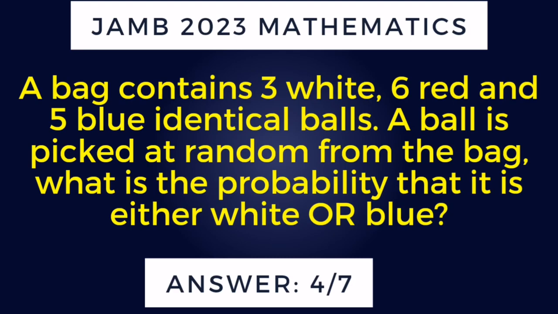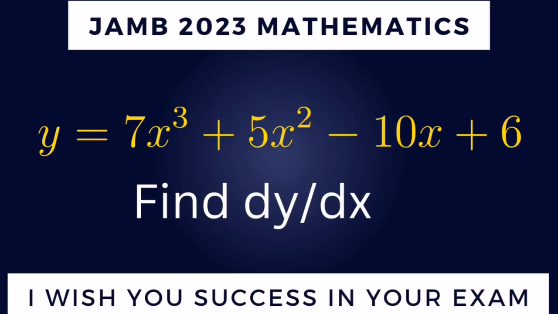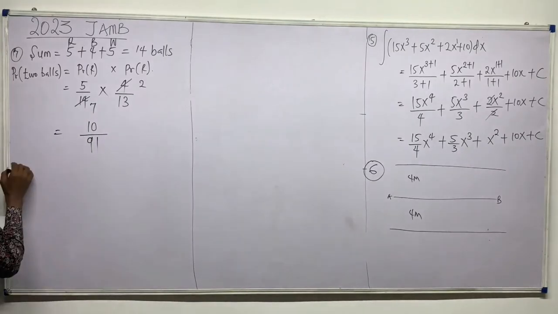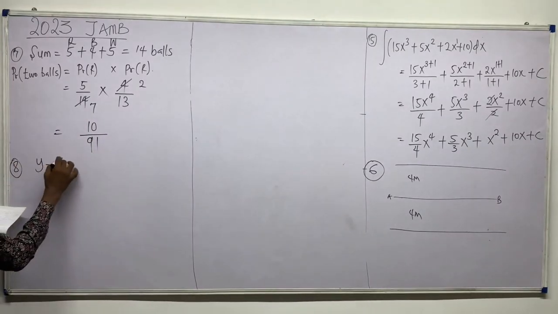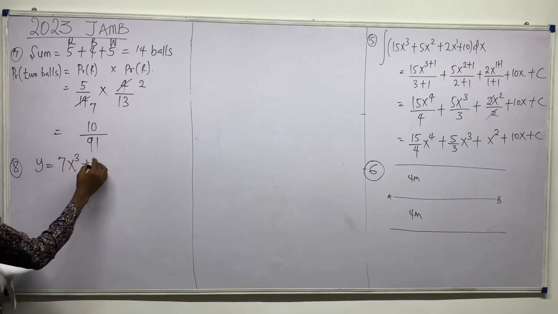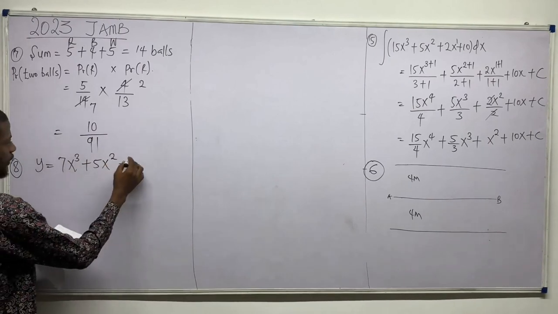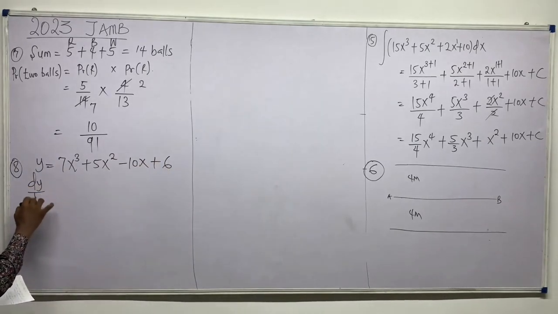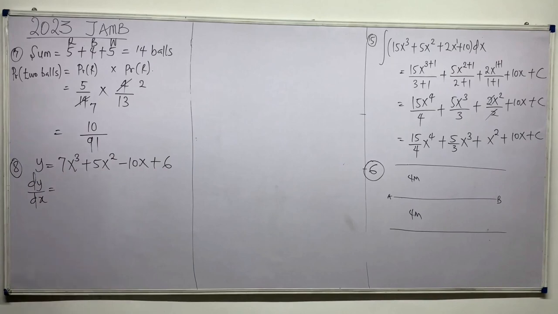Okay. Question 8 on differentiation. It says, if y is equal to 7x cubed plus 5x squared minus 10x plus, what do we have there? Plus 6. You have to find dy/dx. Very easy. So we have: y is equal to 7x cubed plus 5x squared minus 10x plus 6. So we have dy/dx equal, we can do this pretty straightforward.